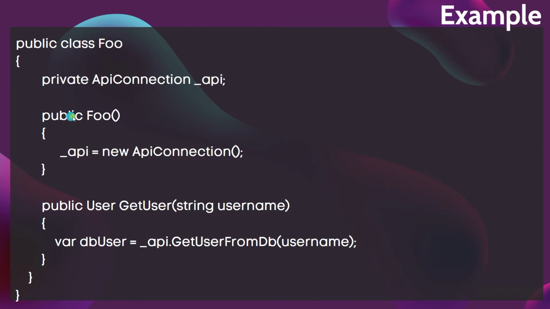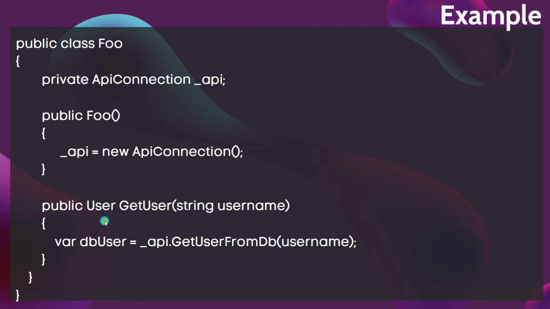Now, you don't have to include a constructor in C#. Every class has a default empty constructor. So even if I didn't have public foo here, because it's public, you could still new it up, and it would still call the default constructor. In our case here, what we're saying is when a class foo is created as a new object, we also want to create a new API connection object and assign it to our private field so that we can use it later.